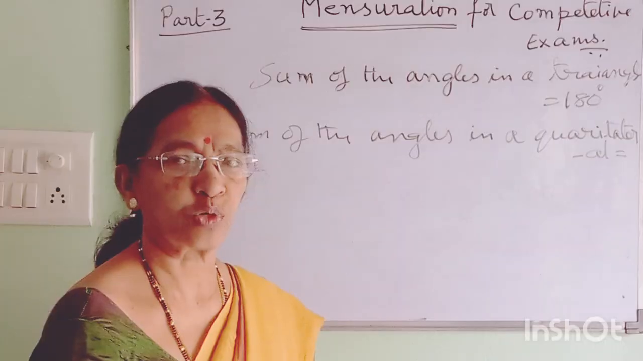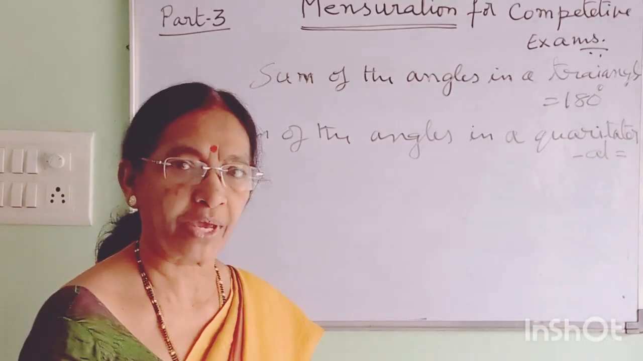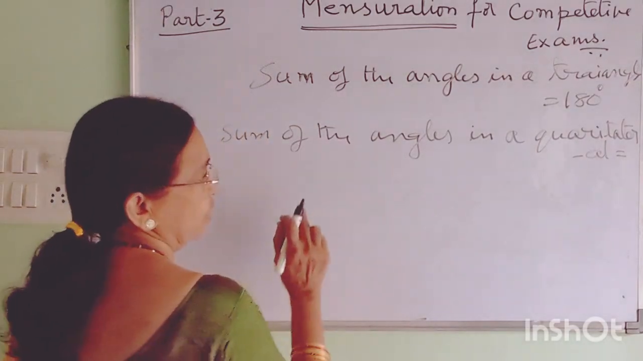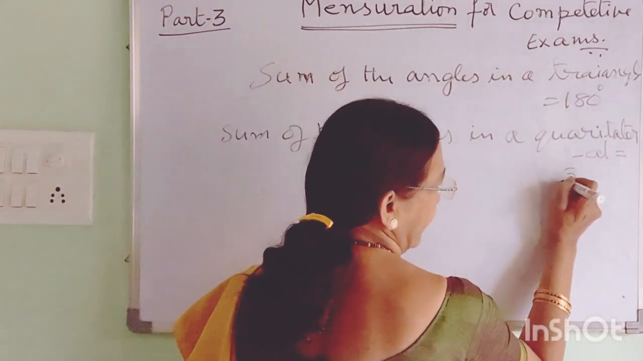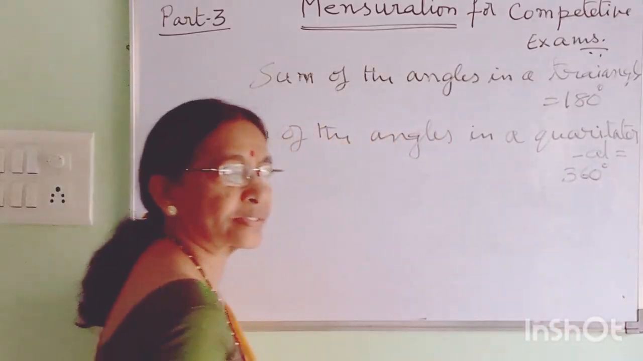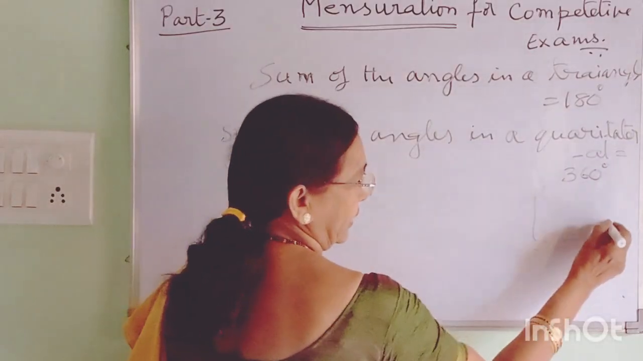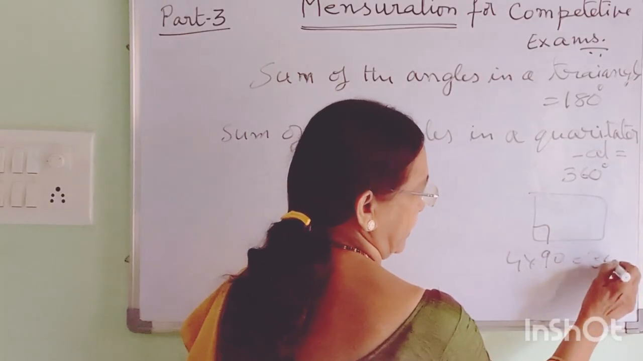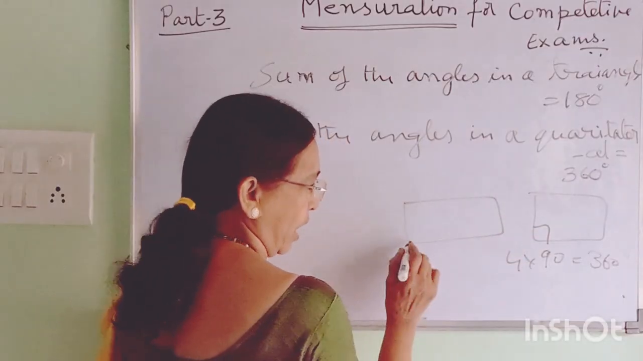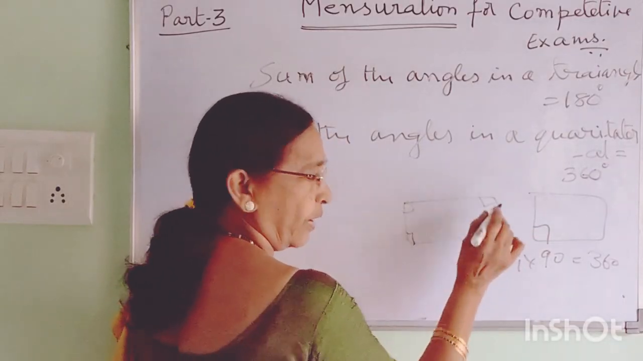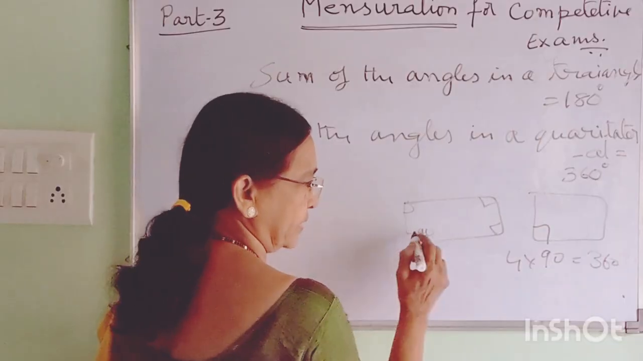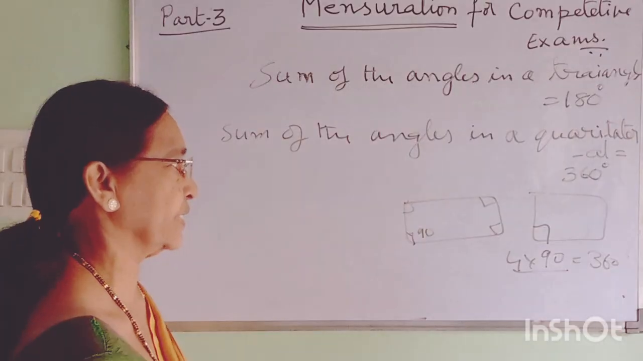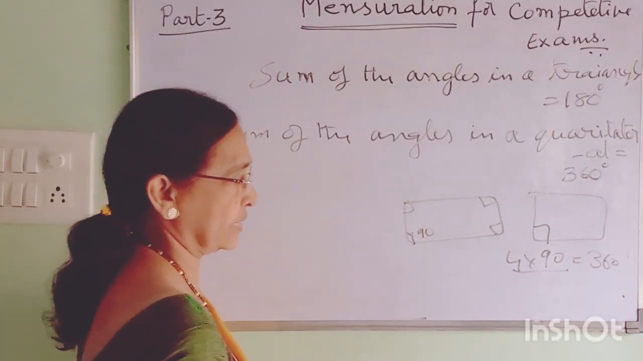Quadrilateral means a closed figure having four sides. Square, rectangle, rhombus, etc. are all quadrilaterals. So the sum of the angles in a quadrilateral is equal to 360 degrees. In a square, each angle is 90 degrees, so 4 into 90 is equal to 360. In a rectangle, also four angles are equal and each angle is 90 degrees. Therefore, the sum of the angles is equal to 4 into 90, 360 degrees. That is about the angles.